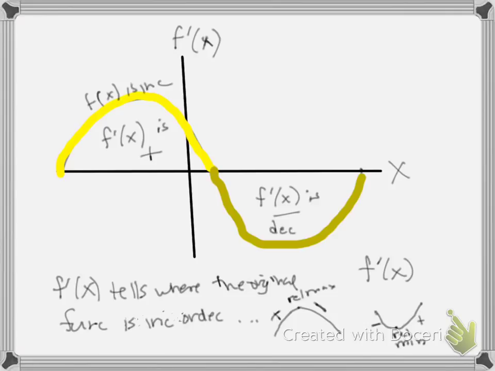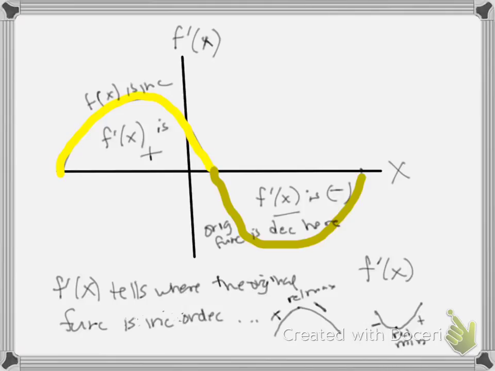That means the first derivative is positive. Below the x-axis is where the first derivative is negative, and your original function is decreasing here. So the original function is decreasing here. Okay, that's what that means.